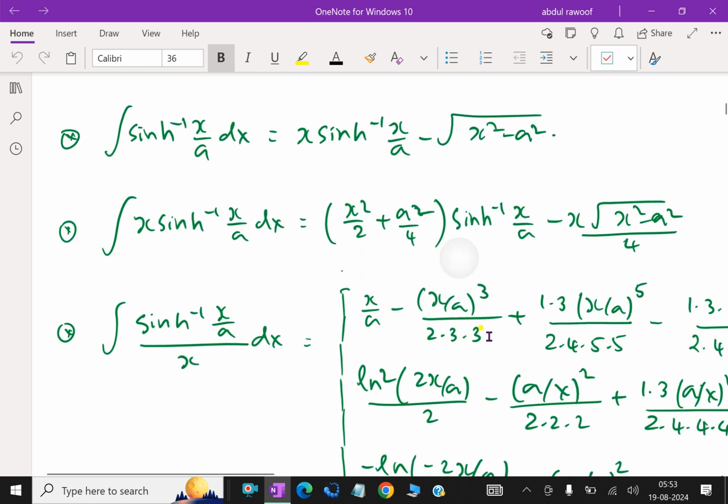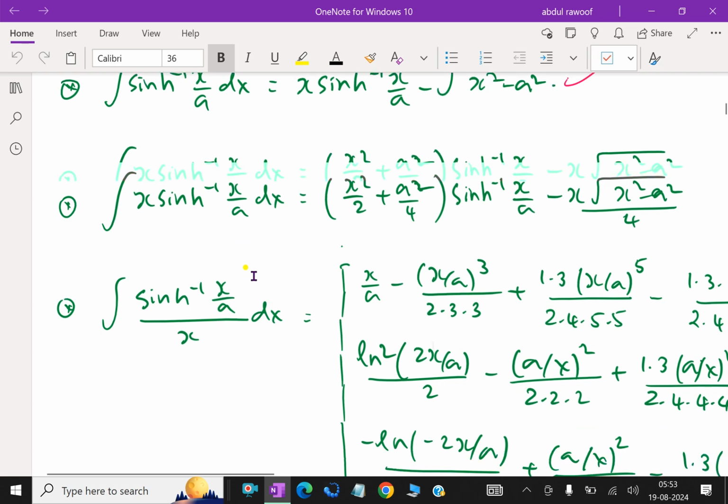Look at here. Integral of sinh inverse (x/a) dx equals x sinh inverse (x/a) minus square root of x squared minus a squared. This is by integration by parts. You have to keep the second function as 1.